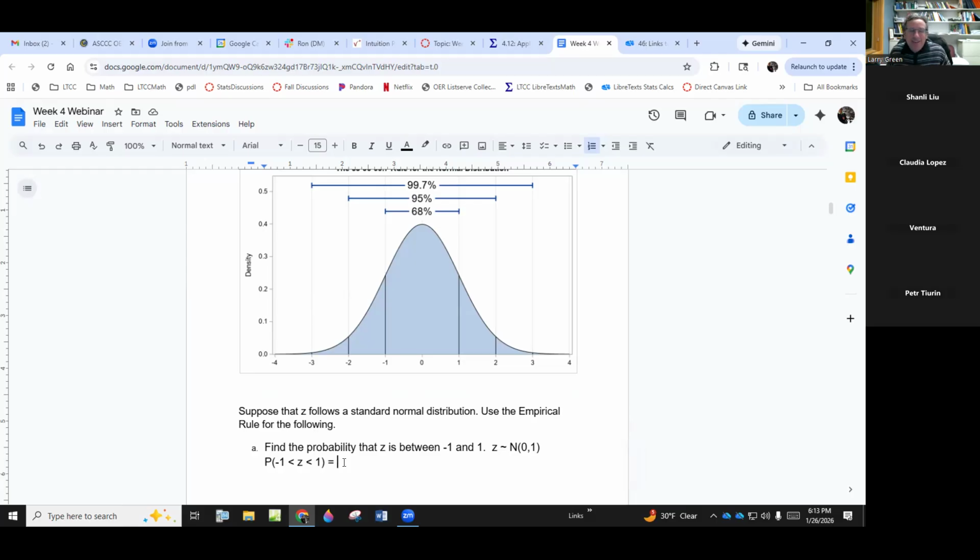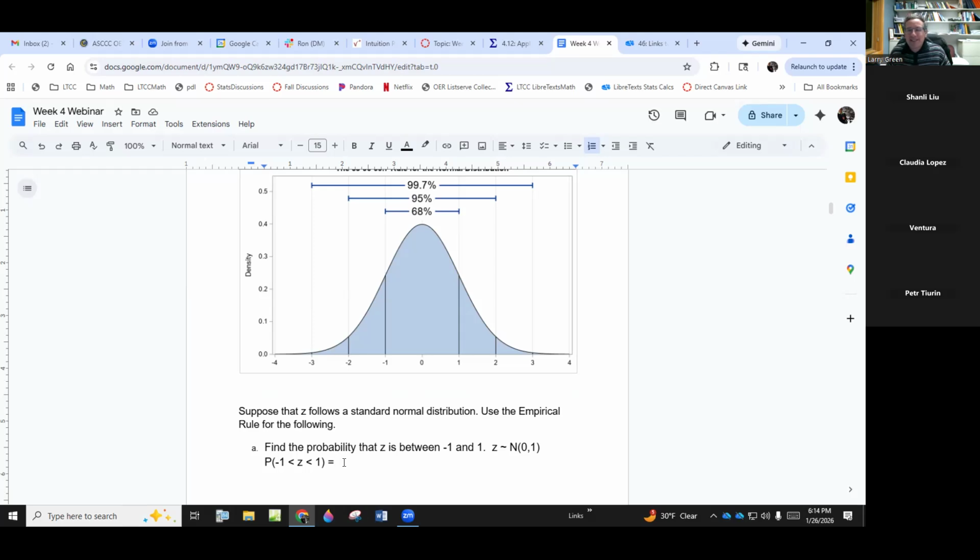Close. It's not 68. It's very similar, but you left something out. The probability can never be 68 of anything because 68 is too big. It can never be bigger than 1 for a probability. So you're close on the 68, but you forgot something.